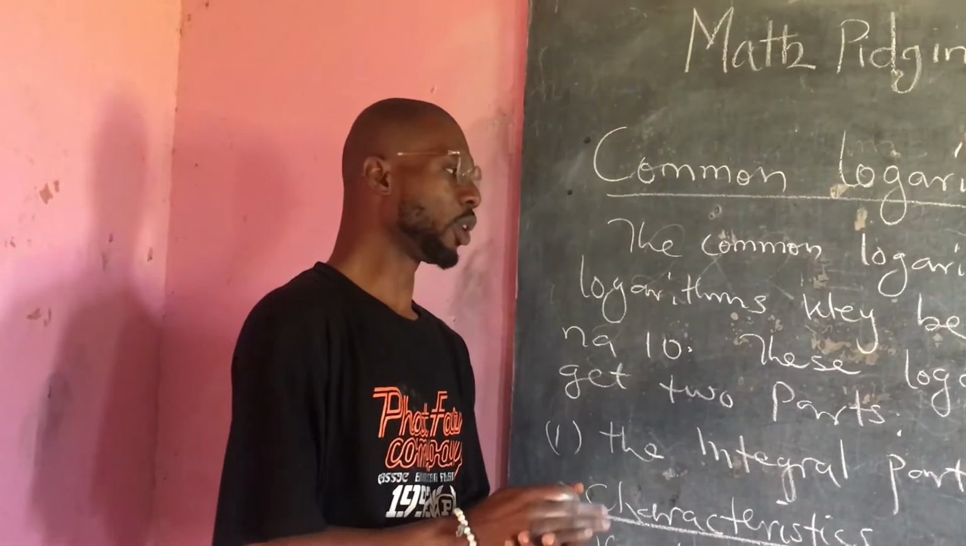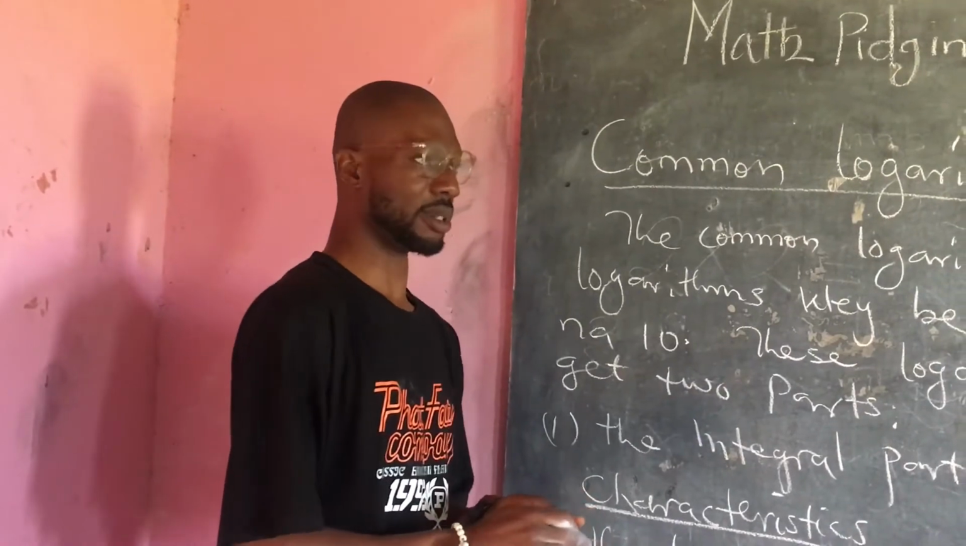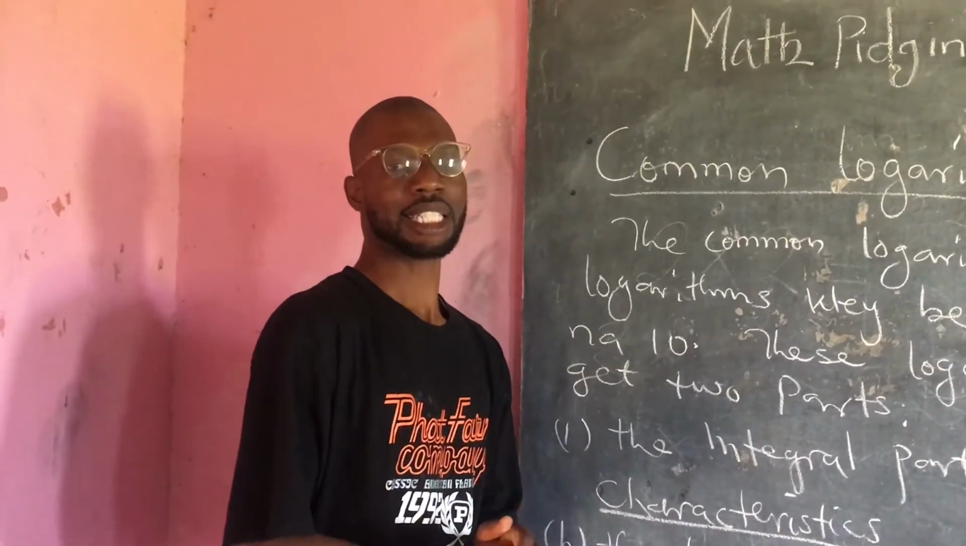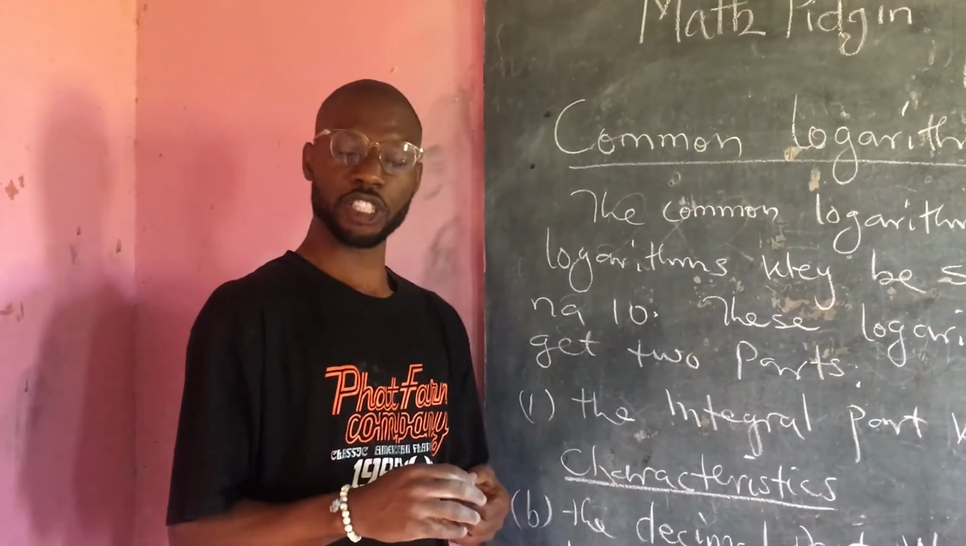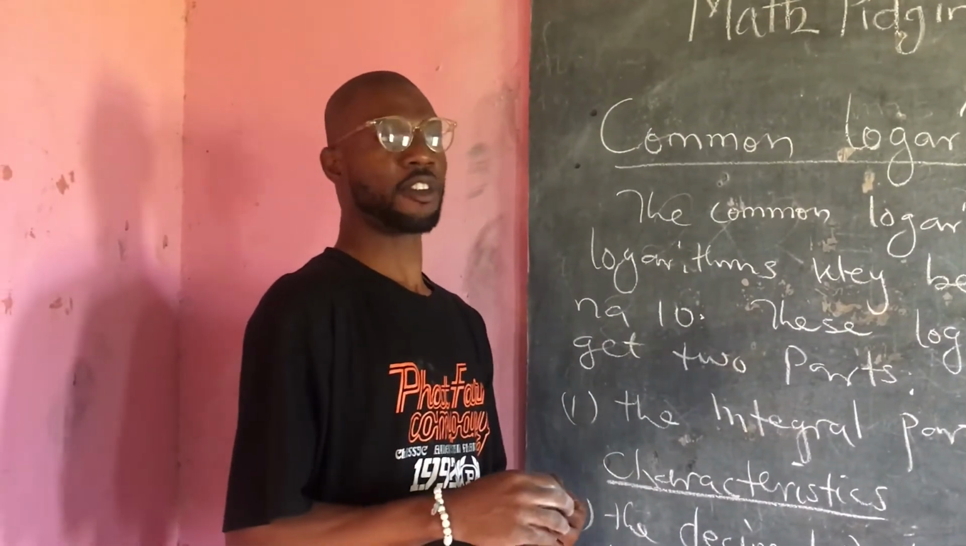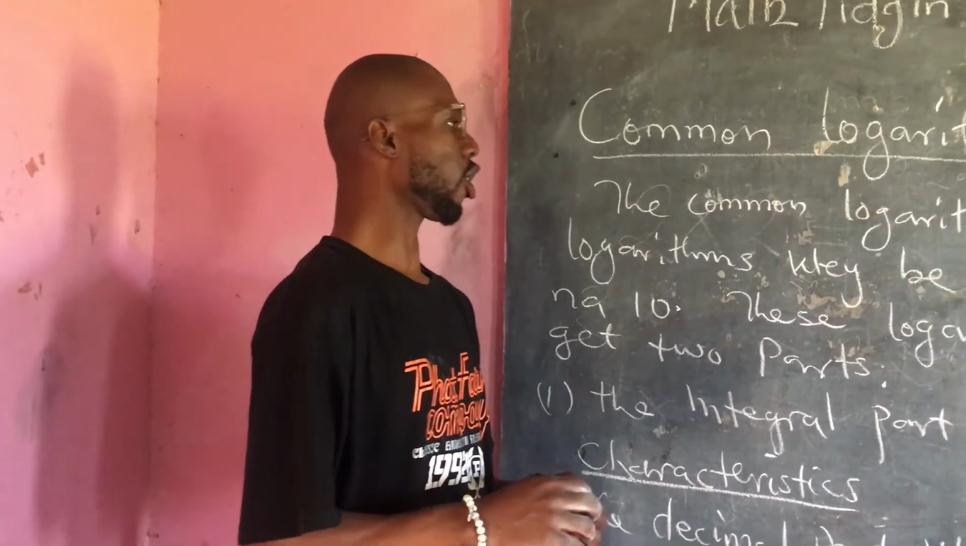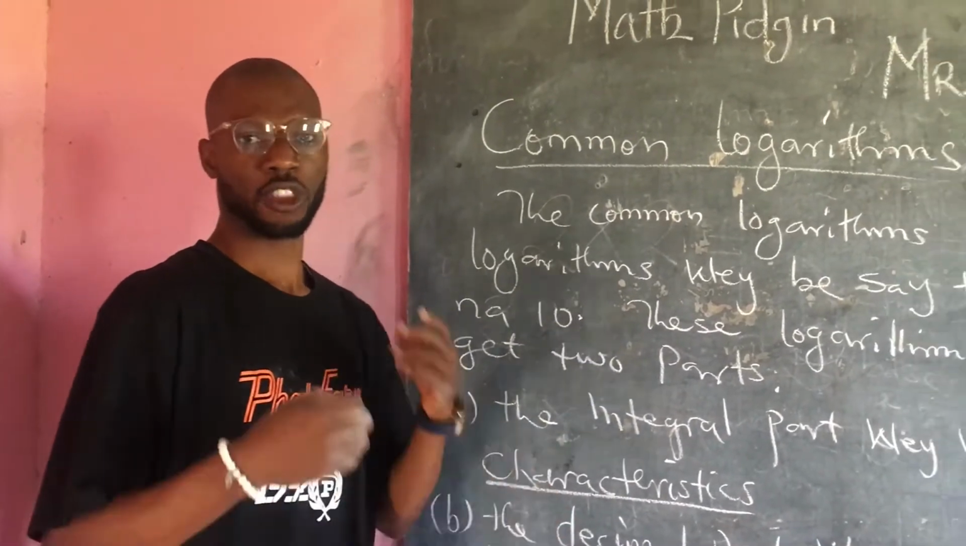There is a table we use to find common logarithms of numbers. That one we call the four-figure table. Do you know the four-figure table? You have heard it before. The four-figure table is what we use to find common logarithms of numbers.